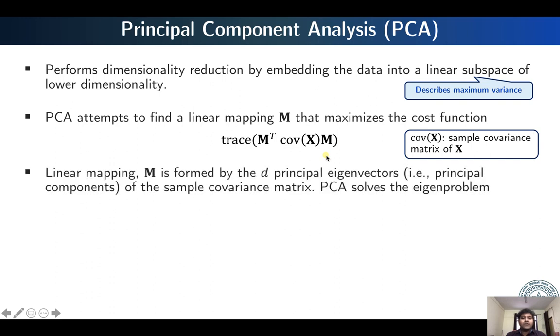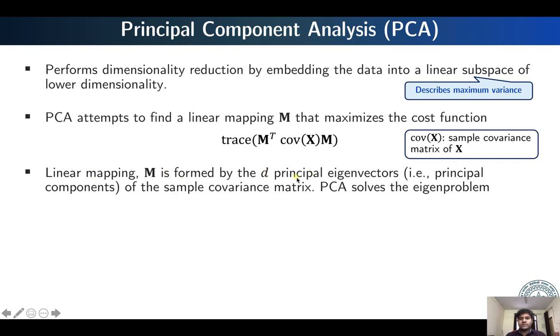So this linear mapping M is formed by the d principal eigenvectors of the sample covariance matrix. So if we can compute the principal eigenvectors of this particular covariance matrix, we will obtain the linear mapping. Again, beforehand we have to specify the dimensionality of the reduced space, which is denoted as small d.